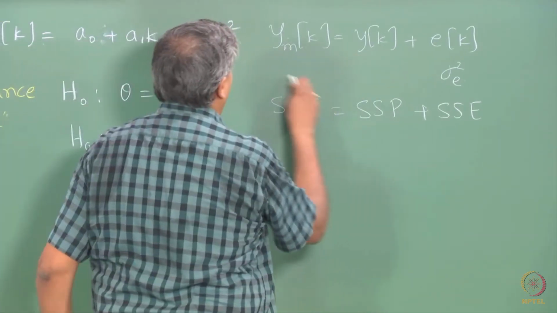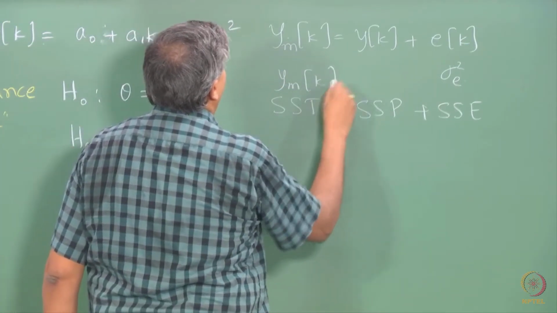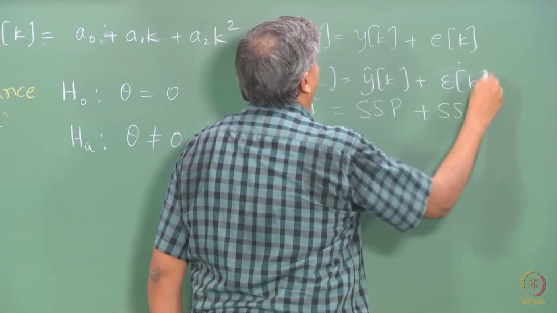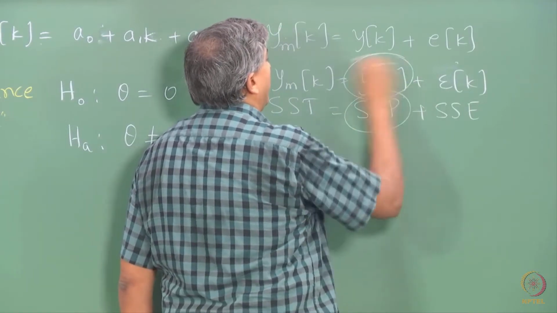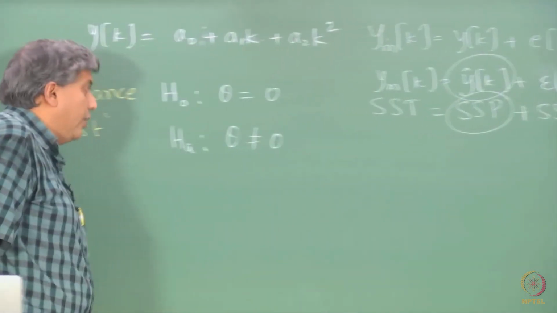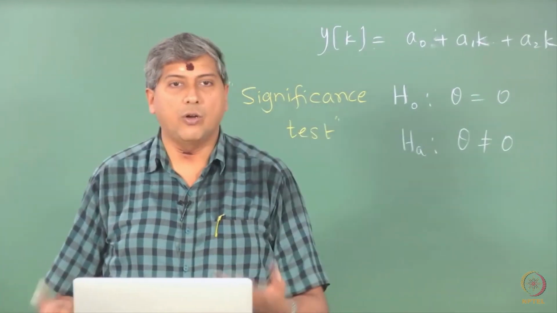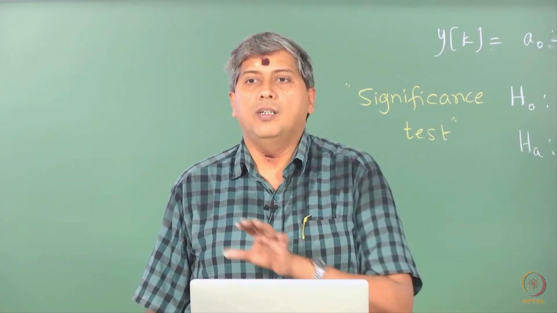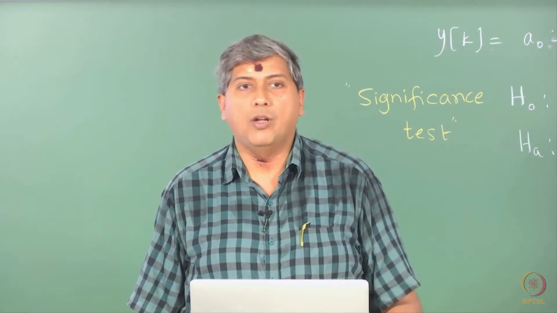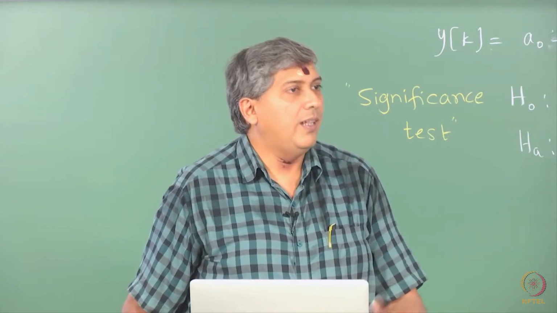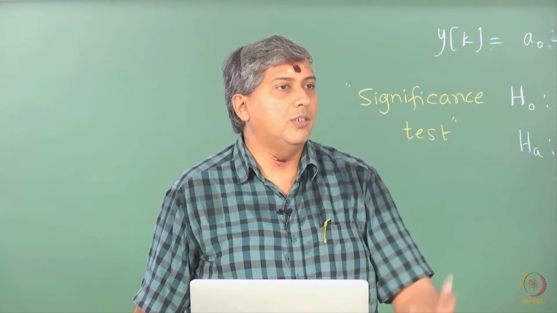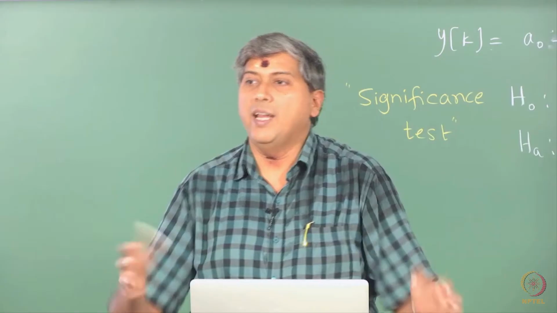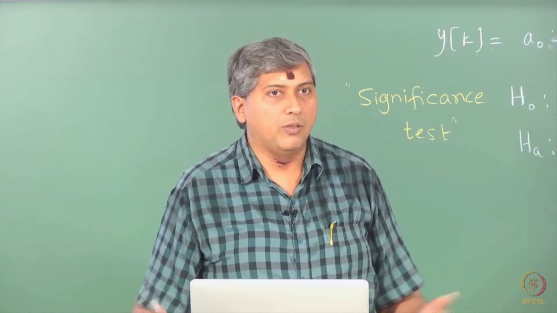I am sorry, this is not for 1. So, you are writing here ymk as y hat plus epsilon k. So, sum square prediction is the contribution due to y hat, and sum square error is the contribution due to the prediction error. The simple logic is that if the regressors that I have included should not have been included, then the variation explained by the regressors should be more or less the same as the variation due to the errors, because they are just explaining by chance, and otherwise there is no systematic relationship.